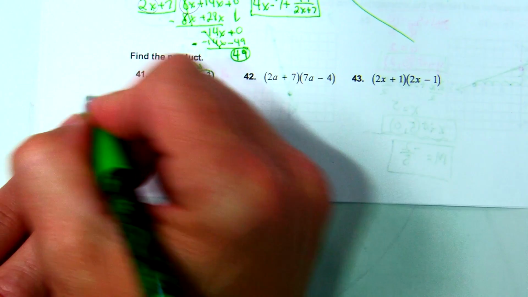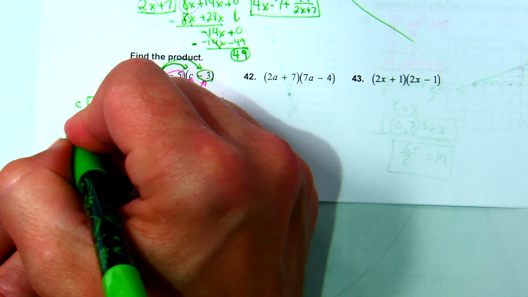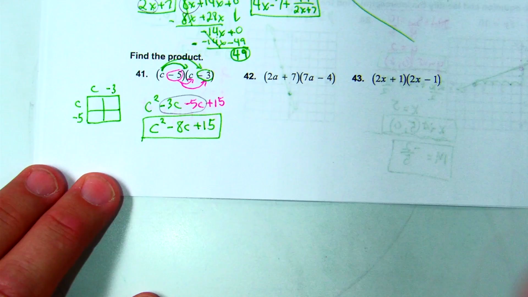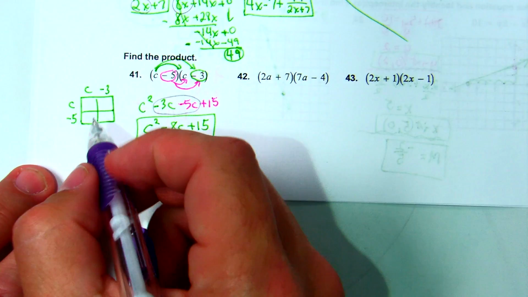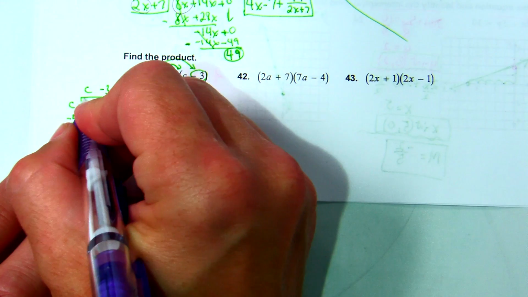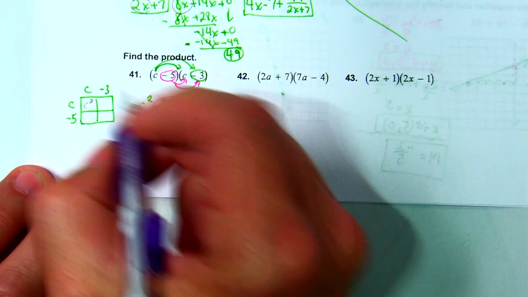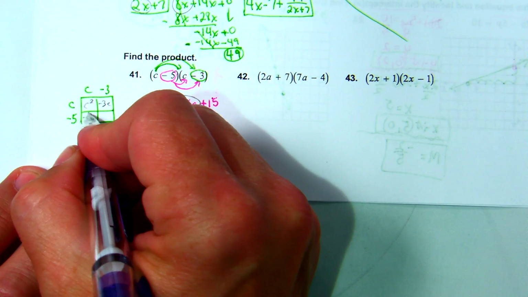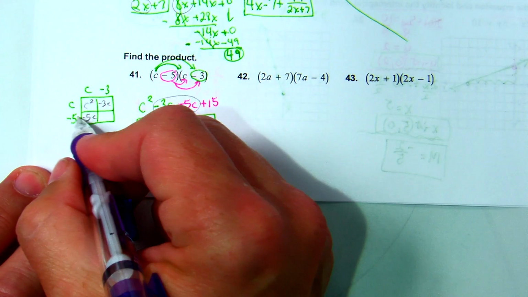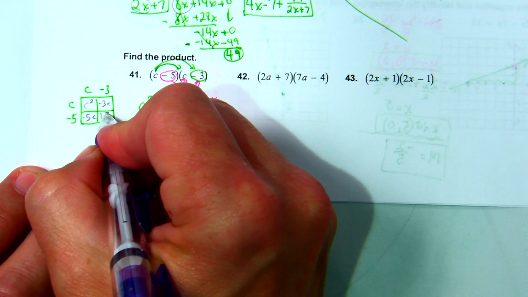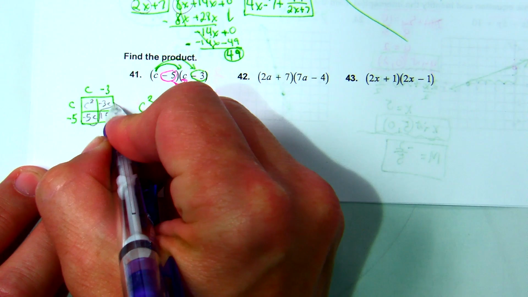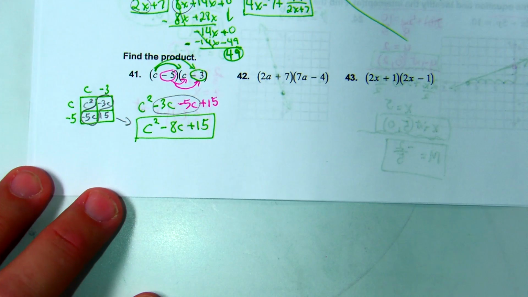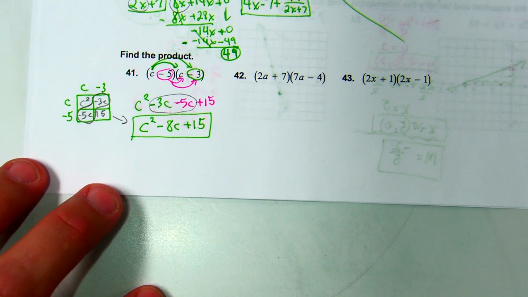So you could put your binomial on the side here, c and -5. On this top side, c and -3. You'd end up with the same terms that we had here. C times c is a c squared. C times a -3 is a -3c. -5 times c is a -5c. And then -5 times -3 is a +15. And again, you should be able to add those middle terms together. And you have the same answer there. C squared minus 8c plus 15.